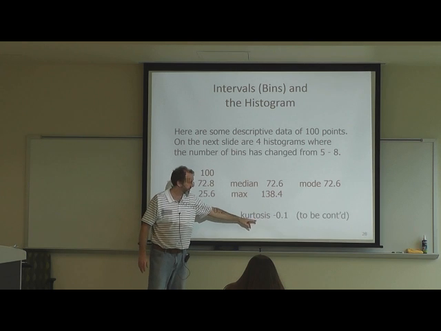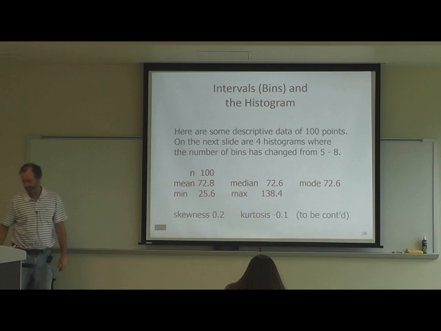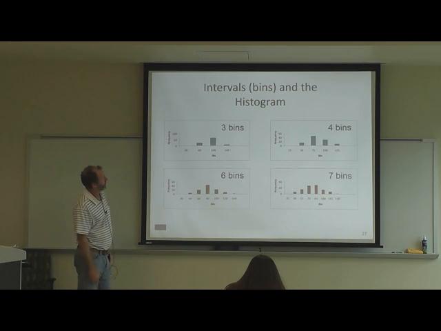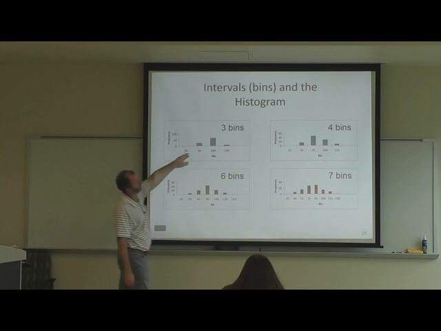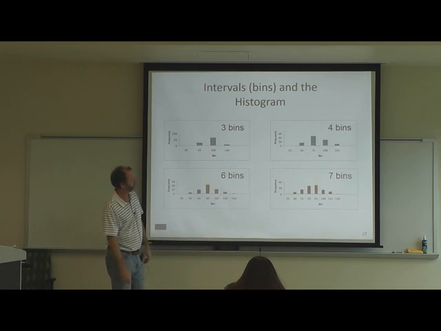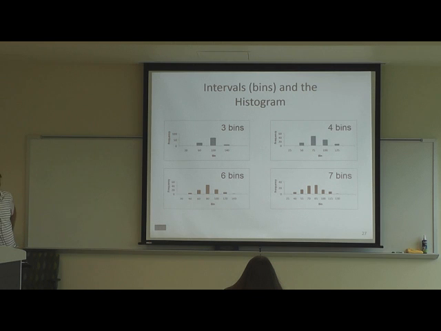Kurtosis, right? That tells you how pointy it is, basically. So these are your histograms. So you have 3 bins, increasing to 4 bins, to 6 bins, to 7 bins. So which one of those do you think best shows the data? Yeah, probably 6 or 7 bins, right?